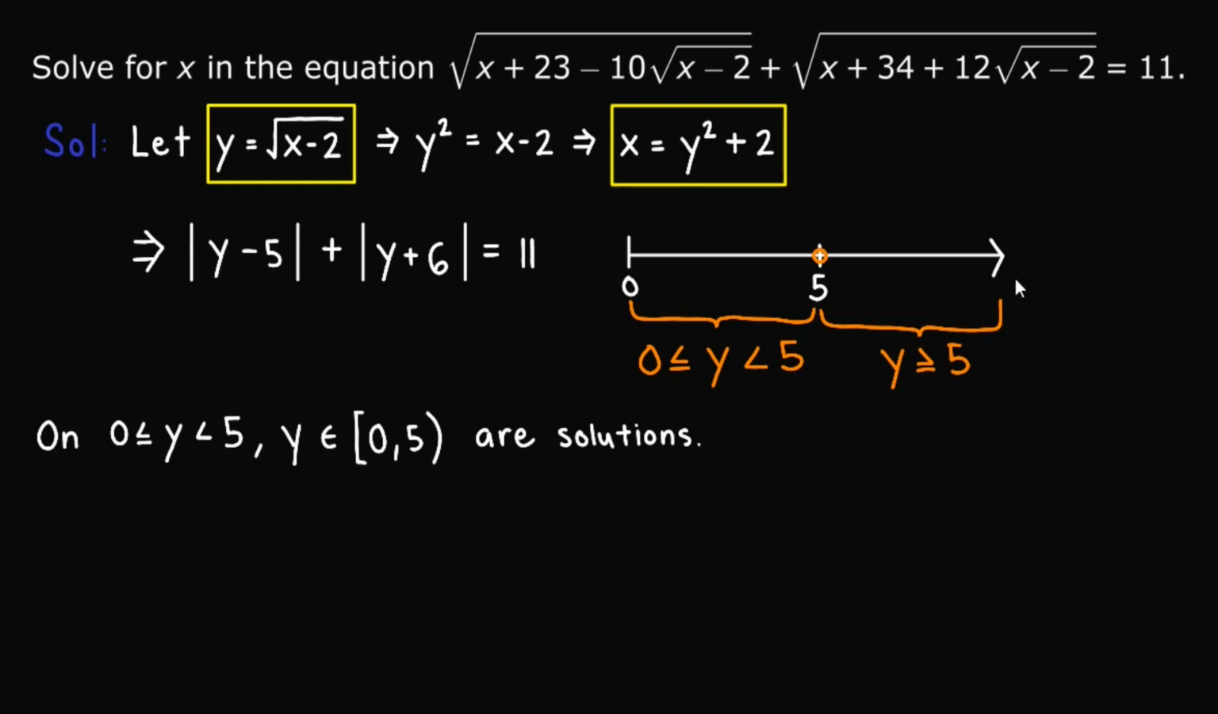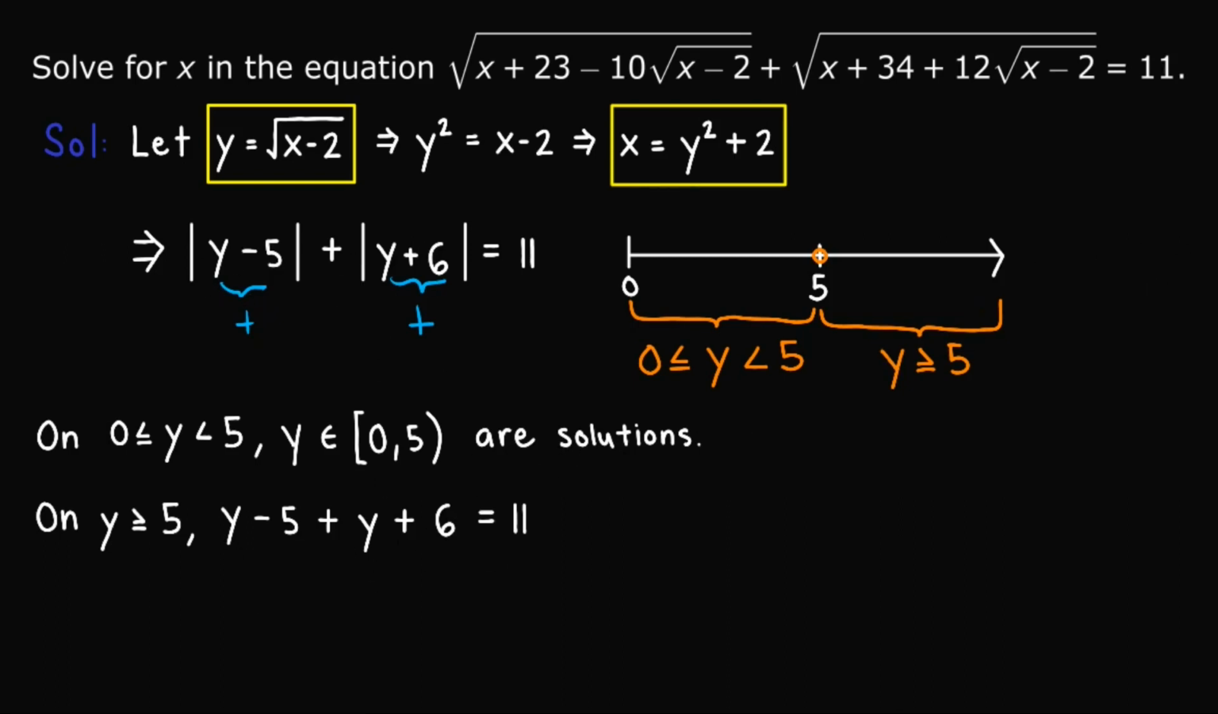Next, we consider this next region. So we have y greater than or equal to 5. In this region, the absolute value equation becomes y minus 5 plus y plus 6. We don't need to change anything in the expression inside, since taking values in this region would result in a positive outcome already. So we just copy the expressions inside.